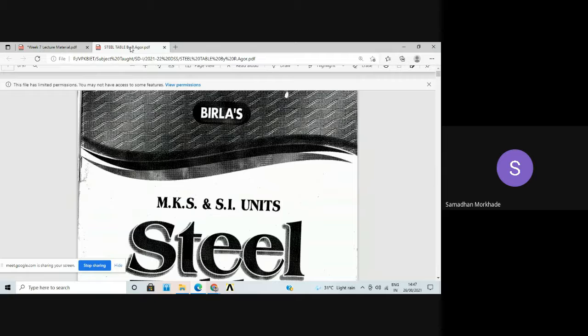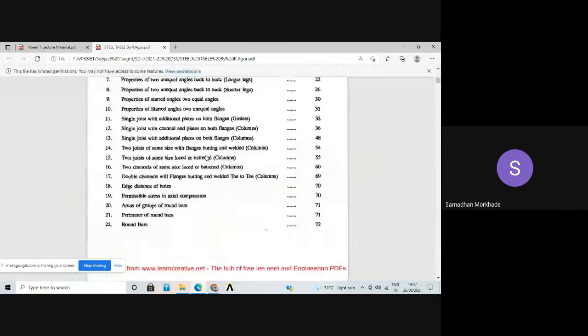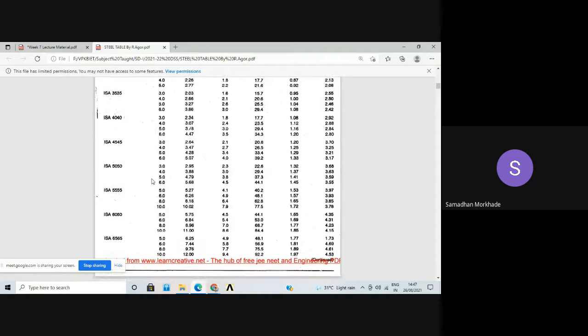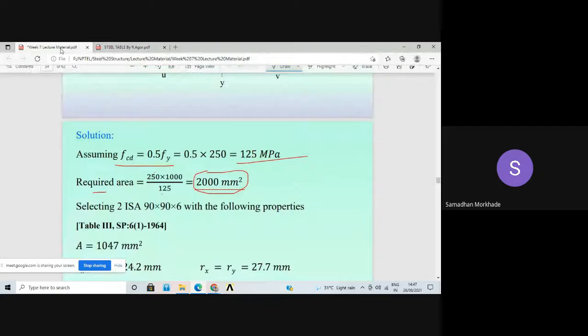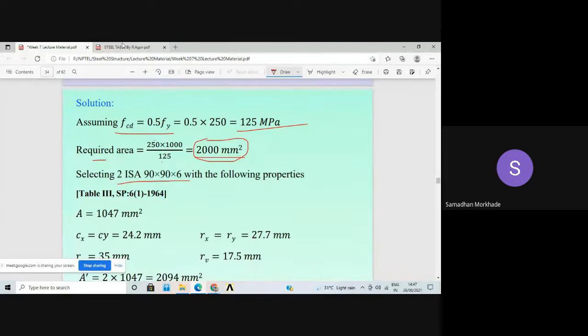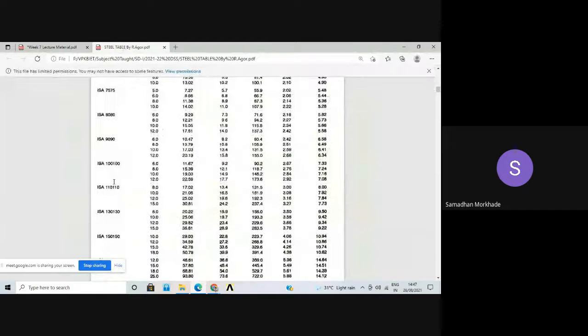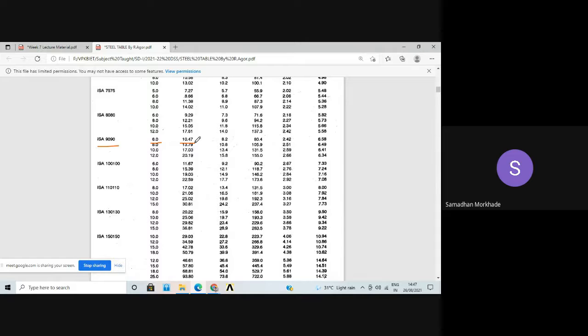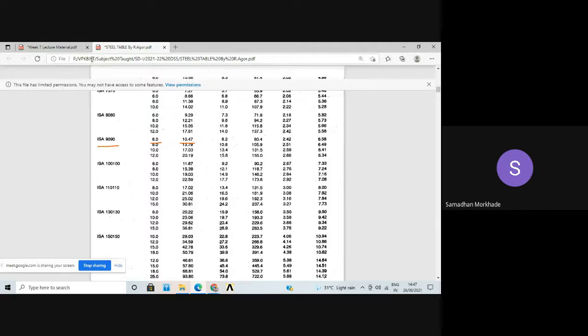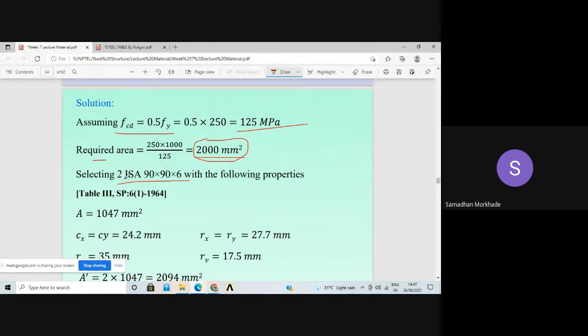Now go to the steel table. We have to select equal angle sections having area equal to 1000 or more than that. Select 90 by 90 by 6. So just go to 90 by 90 by 6. How to select the section? See, this is 90 by 90. 90 by 90 by 6 means 10.47, which is in centimeter square, so multiplied by 100, 1047. See, 2 ISA 90 by 90 by 6 with the following properties.